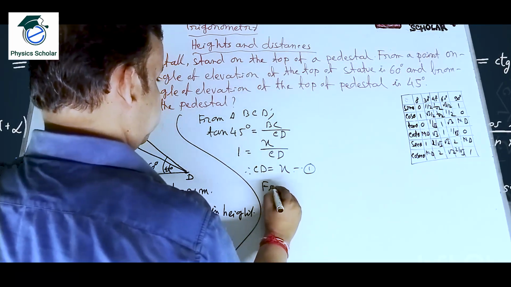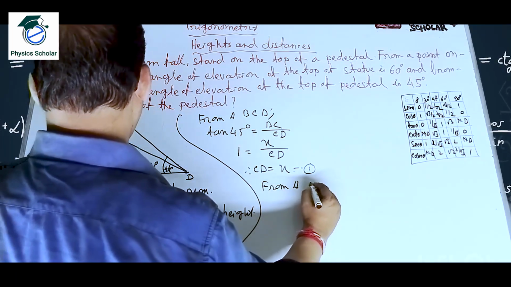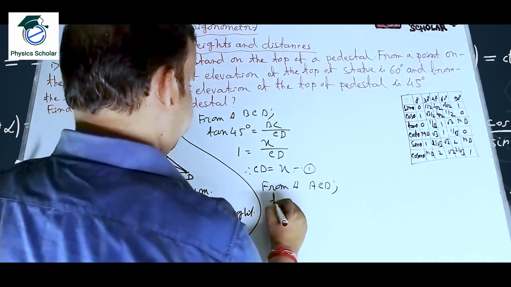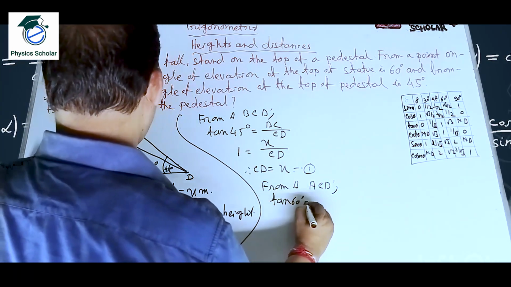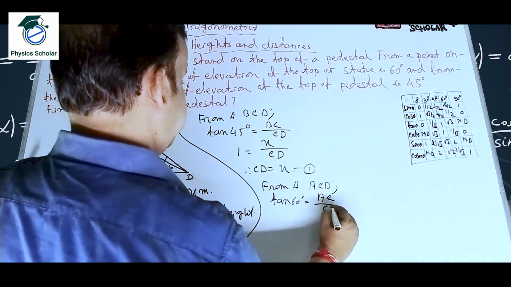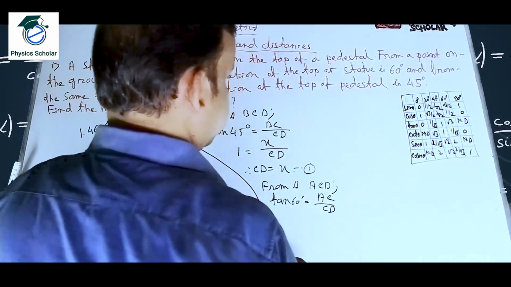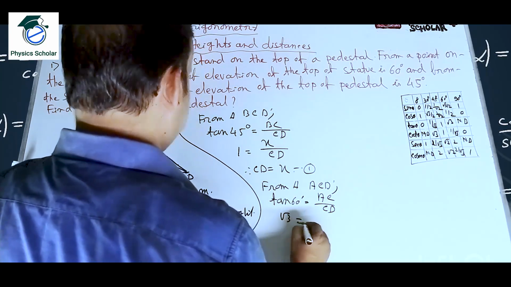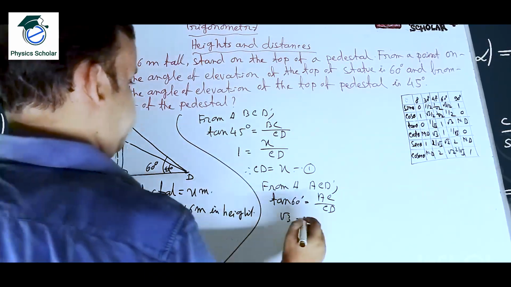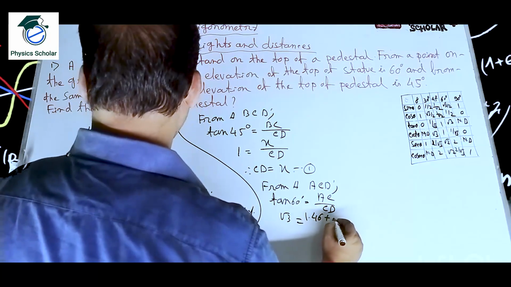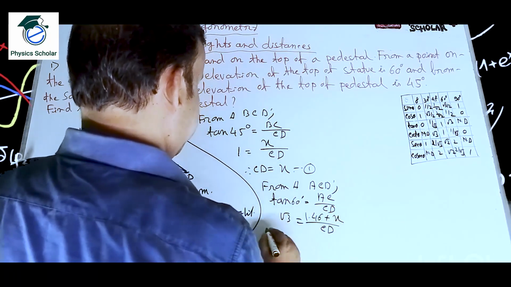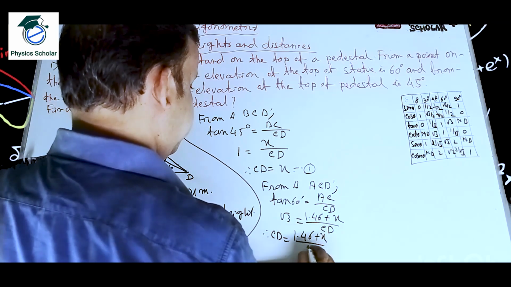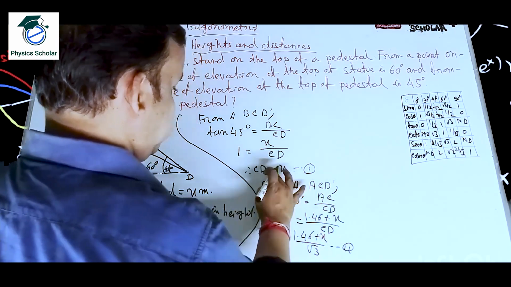Next, from triangle ACD, the full triangle, tan 60 degrees is equal to AC by CD. The value of tan 60 degrees is root 3. So root 3 is equal to AC, which means AB plus BC, that is (1.46 plus x), by CD. Therefore CD is equal to (1.46 plus x) by root 3. Both are equal to CD.